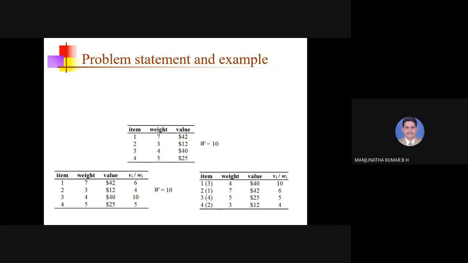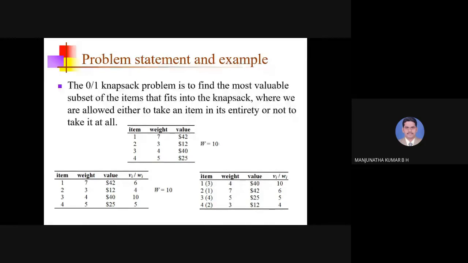The problem is given like this: calculate the profit weight ratio, arrange the items in descending order of their profit weight ratio. And this problem is called the 0 1 knapsack problem. The reason is 0 means the item is not placed in the knapsack. 1 means the item is completely placed in the knapsack. That is the meaning of 0 1. You know this problem statement already. We have taken 0 1 in dynamic programming also. We have represented the solution vector using zeros and 1. 0 means the item is not placed. 1 means the item is completely placed in the knapsack.